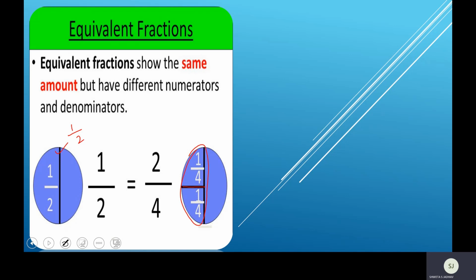We have to see the numerator and denominator, whether these two numbers are divisible by any one multiplication table. When you look at 2 by 4, we can see both are divisible by 2, which is 2 ones are 2 and 2 twos are 4. Here we again got 1 by 2. This is how equivalent fraction works.